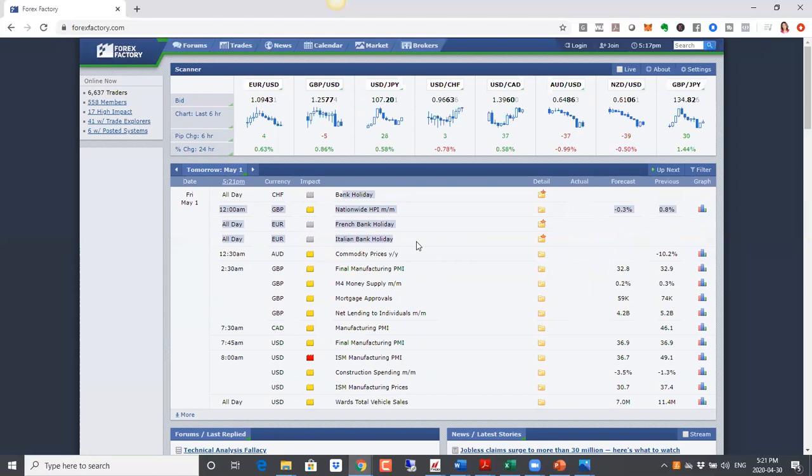Tomorrow, on Friday here, a number of countries around the world have a day off. China, European Union here. So expect low liquidity market conditions as a result of that, with a number of markets being closed.